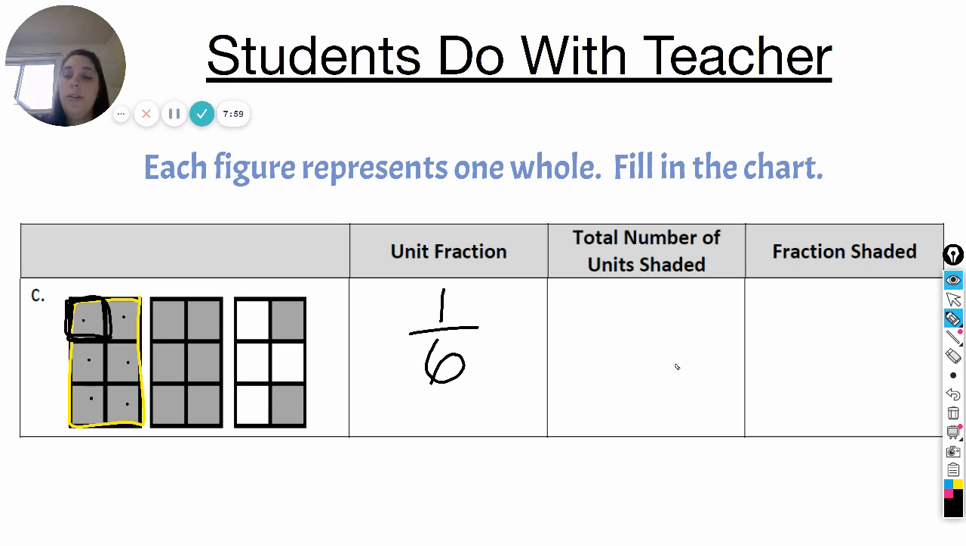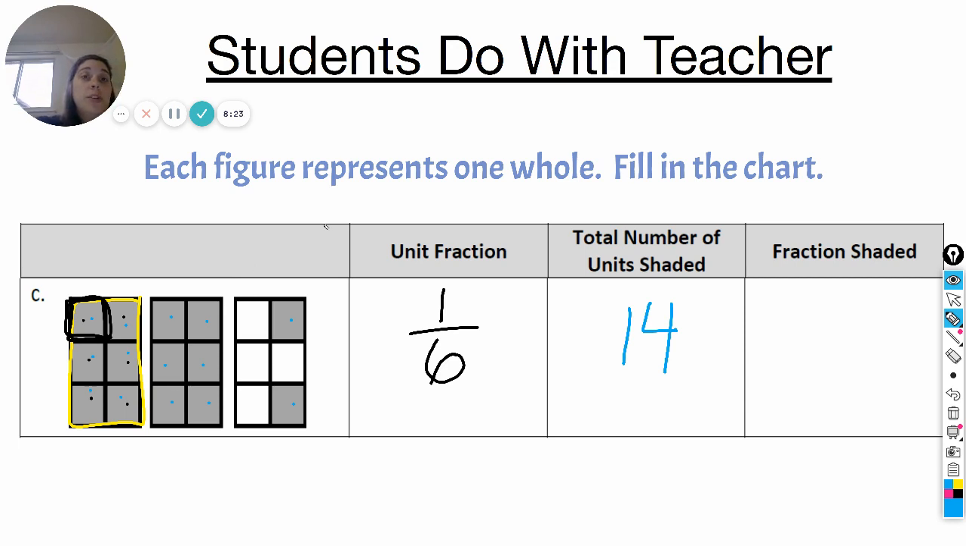Okay, so I could have gone through and counted 1, 2, 3, 4, 5, 6, 7, 8, 9, 10, 11, 12, 13, 14. 14 of those units are shaded, or 14 boxes are shaded. You also may have noticed that all 6 of these are shaded and all 6 of these are shaded.